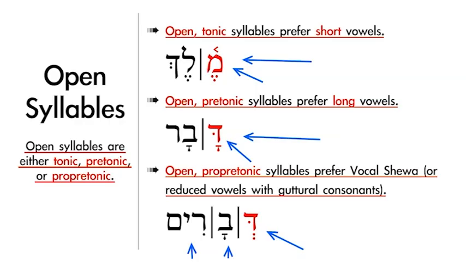If it is a regular consonant, a strong consonant, not a guttural, it will have a vocal schwa underneath it. If it's a guttural consonant, it will have one of the Hatef vowels, usually Hatef pathach. So the open propretonic syllable will take the shortest possible vowel, hopefully schwa, but maybe one of the Hatef vowels, even shorter. Now, these five rules, the two rules for the closed syllables and the three rules for the open syllables, are really important to understand and learn.